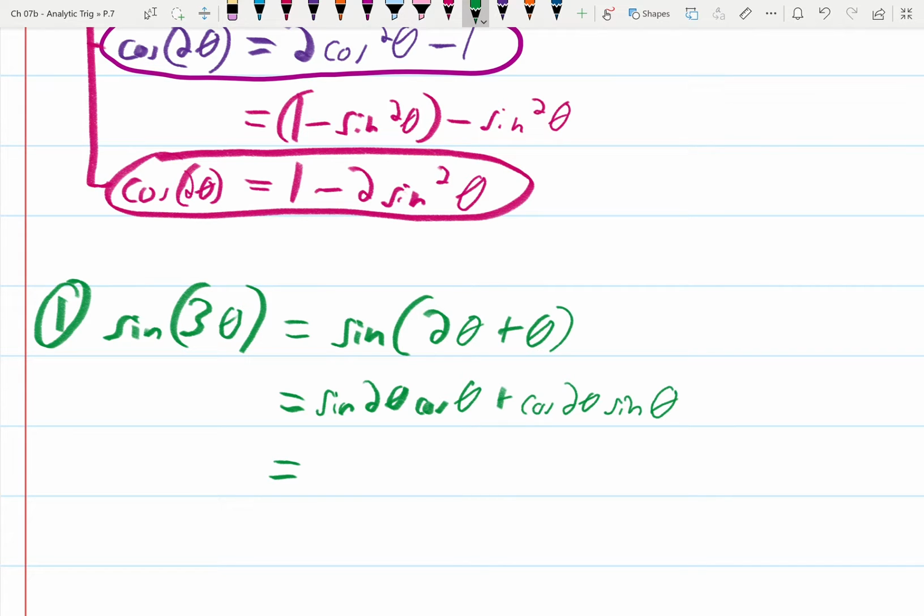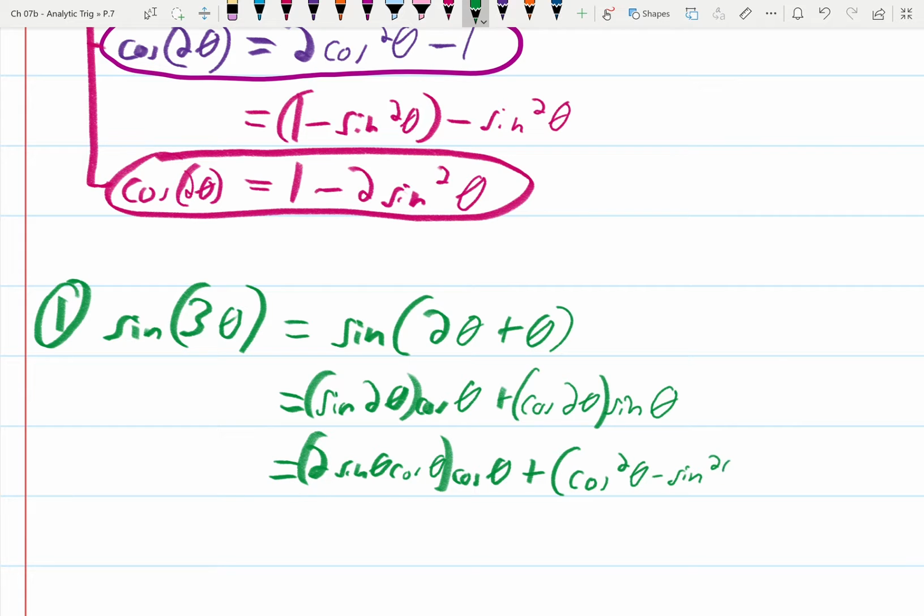Sine 2 theta only has a single identity, that is 2 sine theta cosine theta. And then we still have that other cosine theta that was just chilling there. Plus, I'll put this in parentheses so we can kind of corner that off and see where it comes from. Then we have this cosine 2 theta. You have three options to pick from. I'd pick the neutral one right now, the neutral one being the one that contains both a single cosine and a single sine. Cosine squared theta minus sine squared theta times a sine theta.